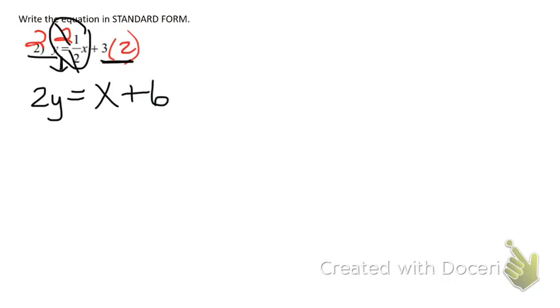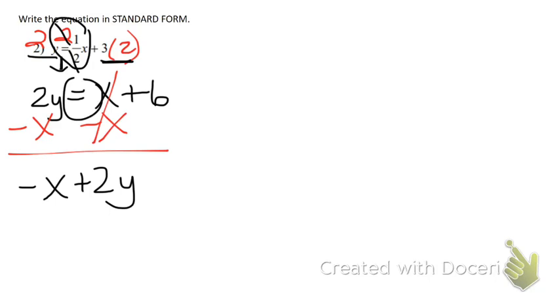Now remember in standard form, we've got to move this x to the other side. So we're going to do the opposite. It's positive x right now, and we're going to subtract x from both sides, or move it to the left side and change the sign. So on the left side, I now have a negative x, because I'm going to write the x term first, a positive 2y, bring down my equal sign, and I have a positive 6.